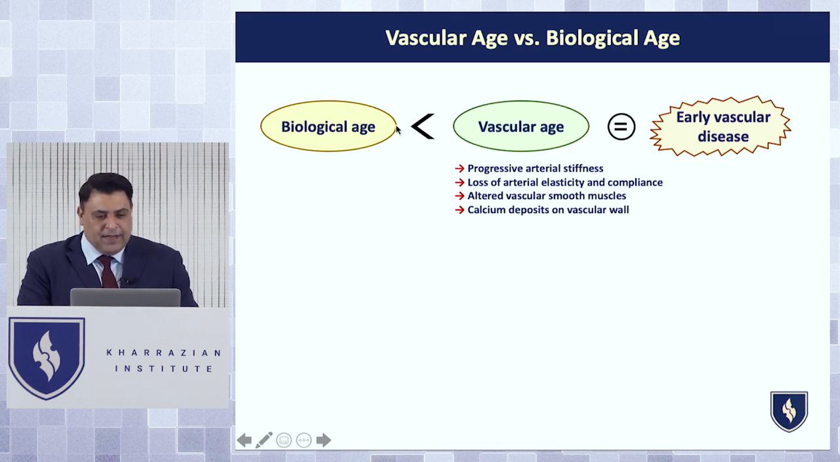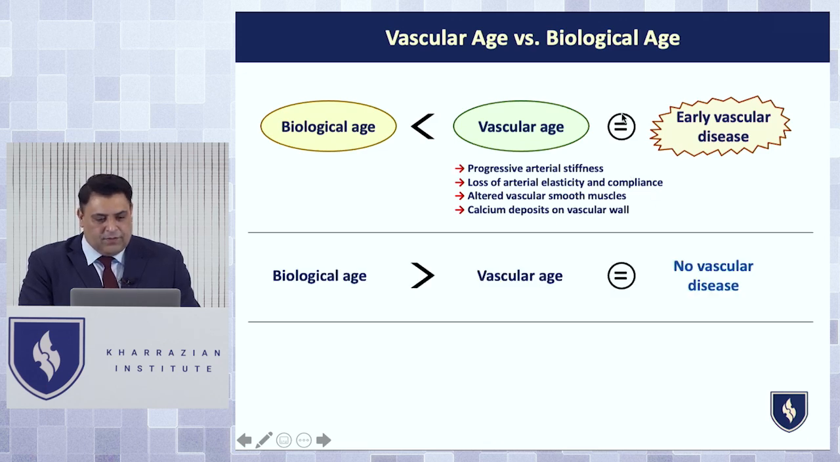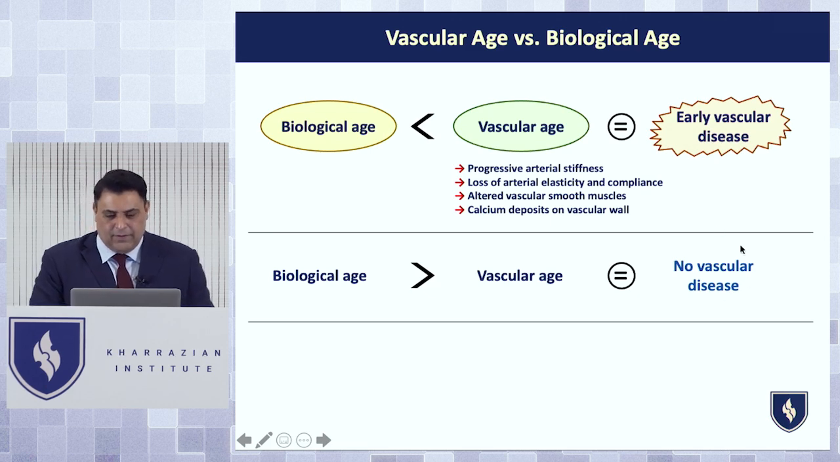So if you look at the biological age and the vascular age is greater, then that's early vascular disease. That's where you have progressive arterial stiffness and loss of arterial elasticity and compliance and altered vascular smooth muscles and calcium deposit in the vascular wall, and that's when the vascular age goes up. So if the biological age is greater than the vascular age, then there's no vascular disease. That's what everyone's shooting for.